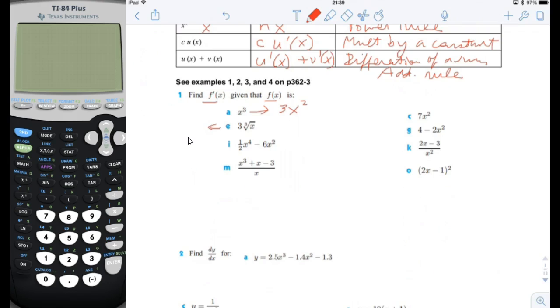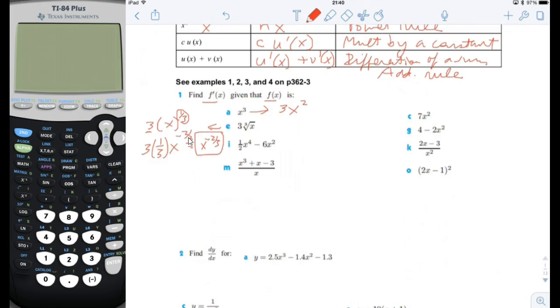The next one is 3 times x cube root, and that looks kind of challenging, but if you rewrite it as 3x to the 1/3, because a cube root is the power 1/3, you can see that here it's just multiplication by a constant, and then here is just the power rule. Although it's not an integer, the power rule still works. So you just bring the 1/3 out front, and then you subtract 1 from the power, and you end up with this, which simplifies to x to the negative 2/3.